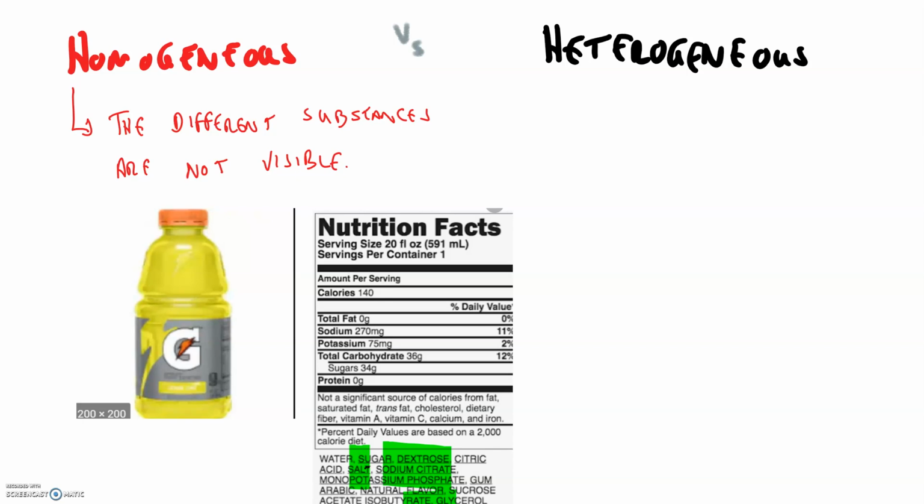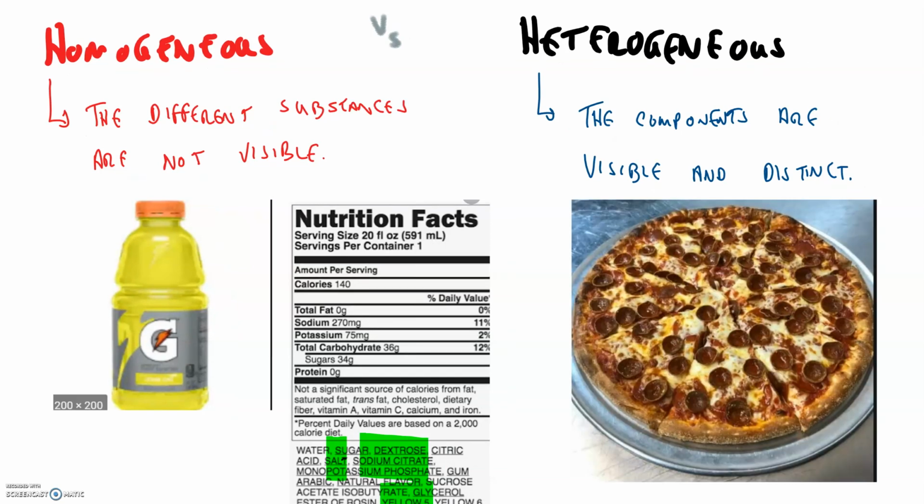But if we're going to contrast that with a heterogeneous mixture, that's a mixture in which the components are visible and very distinct. I'm going to pull up my favorite heterogeneous mixture. You ready? Loaded pepperoni pizza. Now we are talking, because these components are very visible and very distinct and very, very yummy. Woo! So hopefully that paints a better picture.